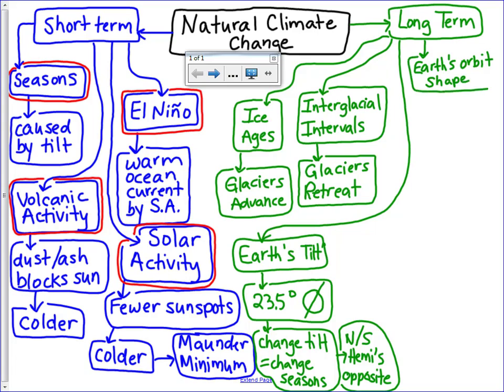Just like the degree of the tilt can change, the shape of Earth's orbit can also change. And this is on about a 100,000 year cycle. So it doesn't happen very often, certainly not going to happen in our lifetime. But the Earth's orbit can change its shape from more elliptical to more circular. So an ellipse is like an oval.